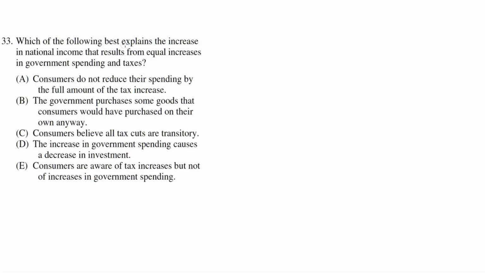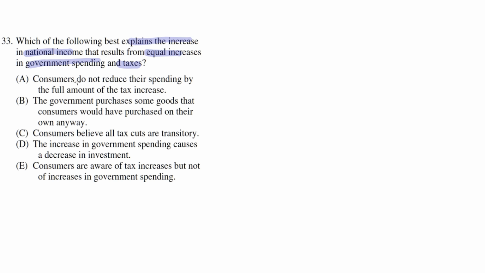Which of the following best explains the increase in national income that results from equal increases in government spending and taxes? So in this situation, we're told to identify the scenario that best highlights why the increase in national income results from equal increases in government spending and taxing.